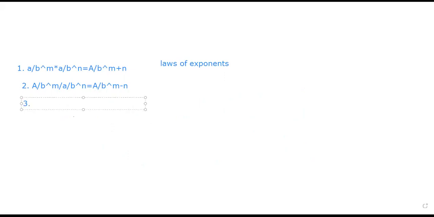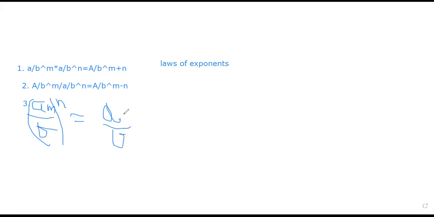So law number 3 says that ((a/b)^m)^n is equal to (a/b)^(m into n). So let's take an example and understand this.